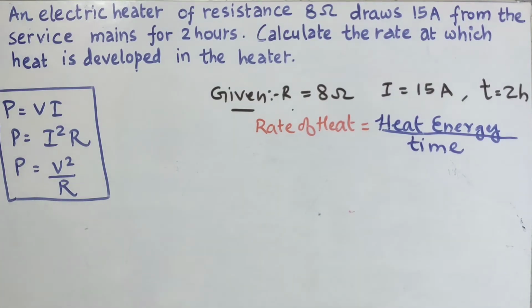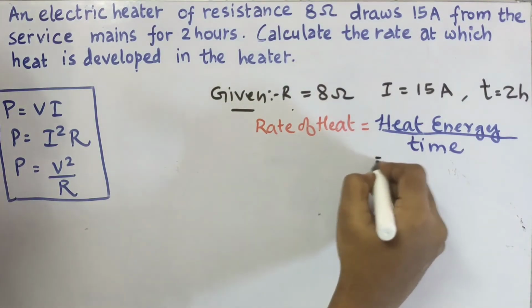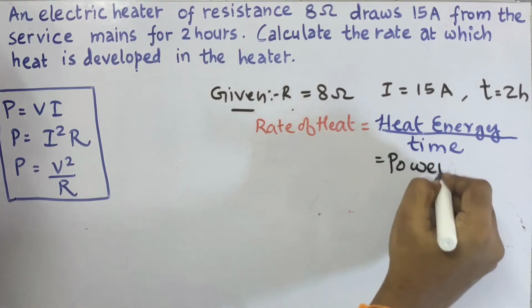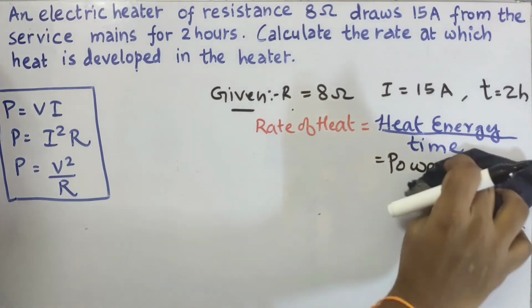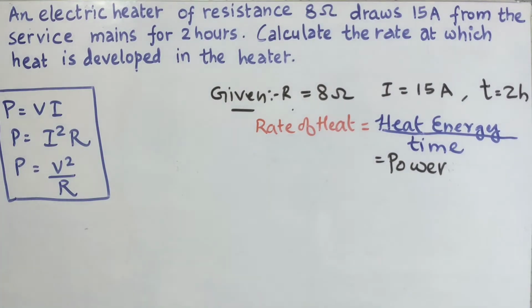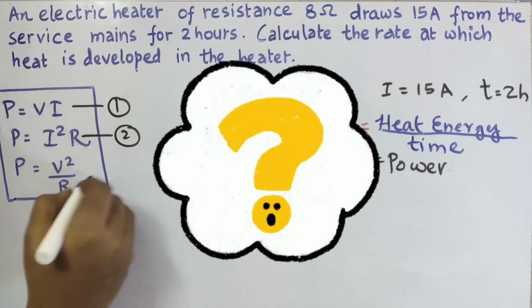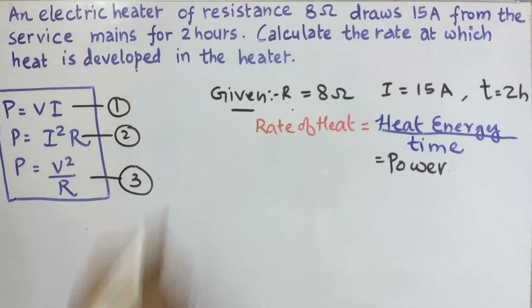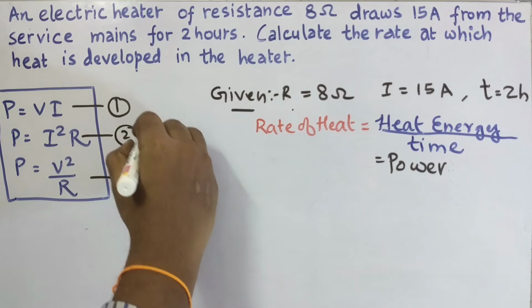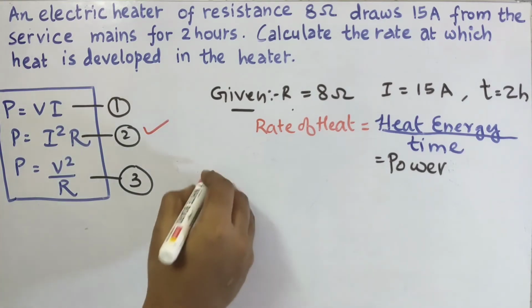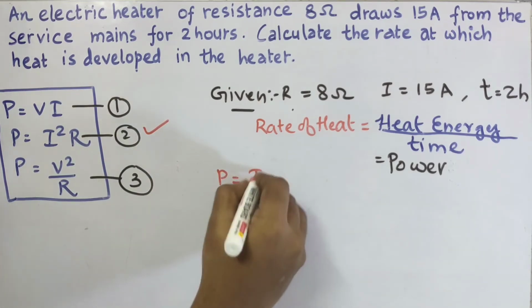So we need to find power. So which formula we are going to use? 1, 2 or 3. So in the question we are given current and resistance, and voltage, potential difference, is not given. Hence we will use that formula in which potential difference is not present. So the formula we are going to use is number 2. So power is equal to I square R.